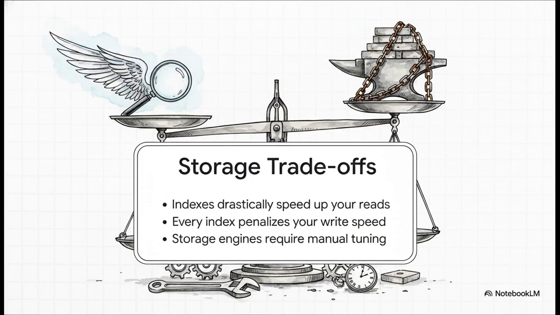Imagine you're running a high-speed stock trading app handling millions of transactions every second. If you try to index every possible field to make searching fast later, your database is going to spend all of its time meticulously updating those background indexes instead of actually writing down the real trades. This is exactly why storage engines require manual tuning based on workloads. You're the only one who knows your query patterns well enough to strike that perfect balance.